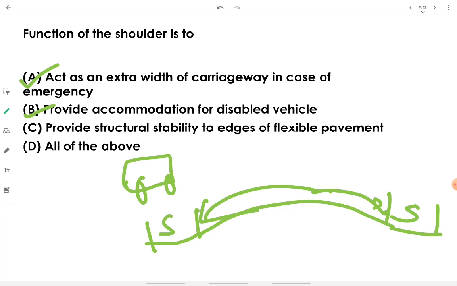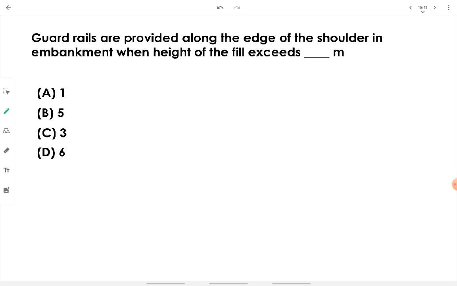Then, provide structural stability to edges of flexible pavement. Yes, they also act, just like the curve, as confinement, providing extra structural stability to the edges of flexible pavement. They do hold the flexible pavement in its position. That's why all of the above looks good as an option. Looks good, no? It is actually the option.